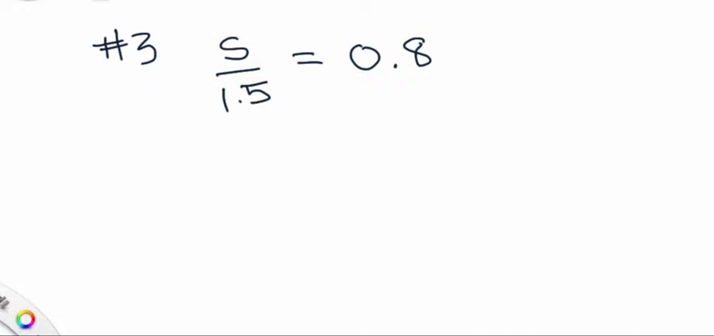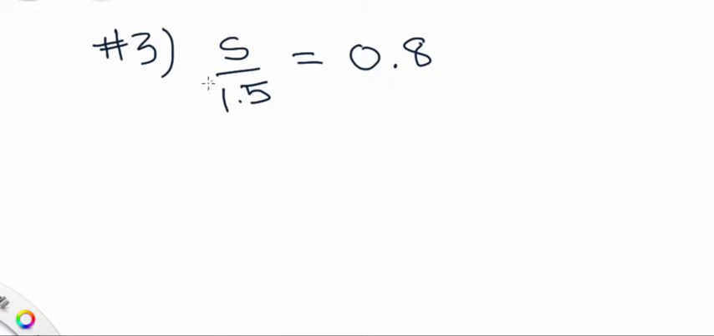Okay, so I'm going to go over the test here, starting with number 3. So the problem was, this is number 3, s over 1.5 equals 0.8. So in order to solve this, we have to undo the operation of dividing by 1.5 by multiplying both sides by 1.5. So let me select a different color here.